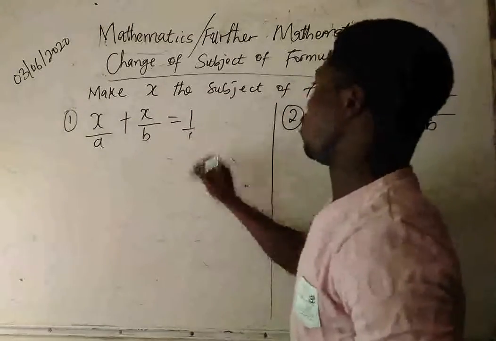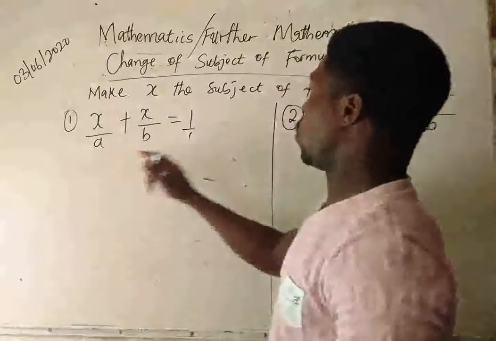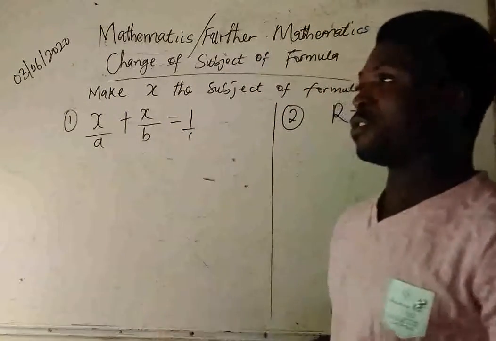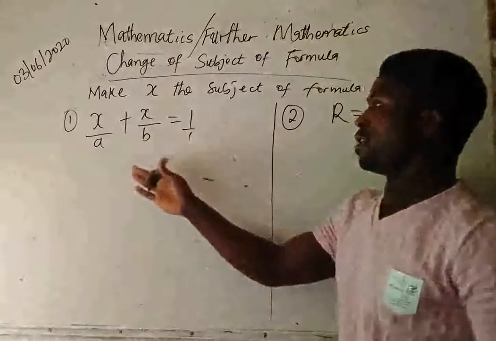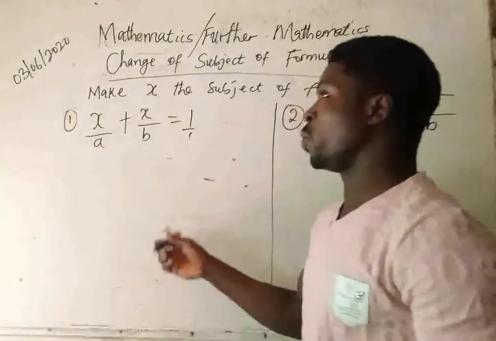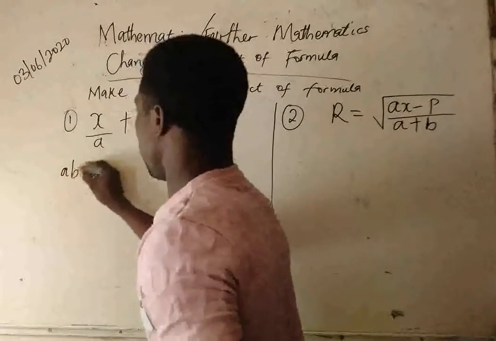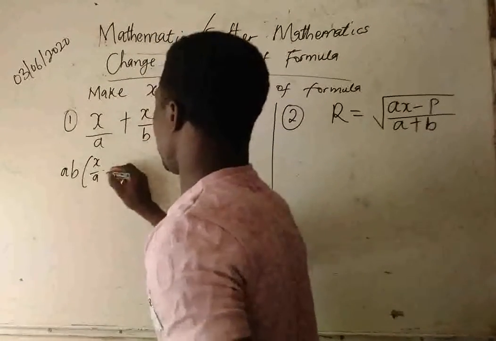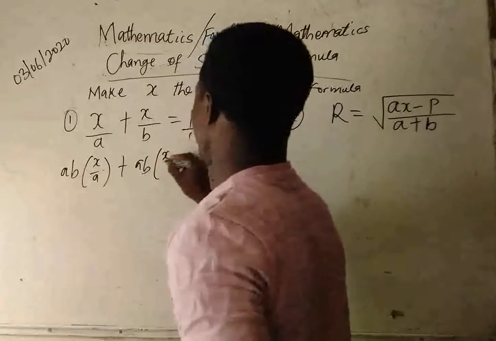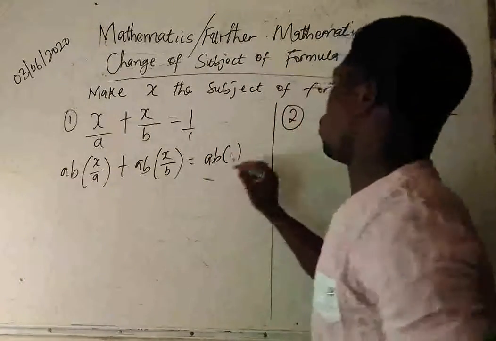This is still over 1. Remember, any whole number is over 1. So we have a, b, and 1 as the denominator, and the LCM of this is ab. So all we need to do is to multiply through by ab. So we go there: ab into x over a plus ab into x over b equal to ab into 1 over 1.